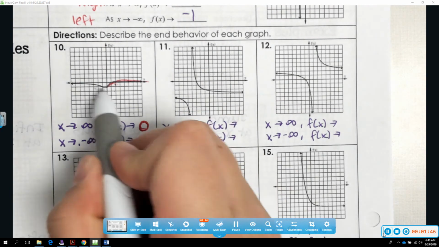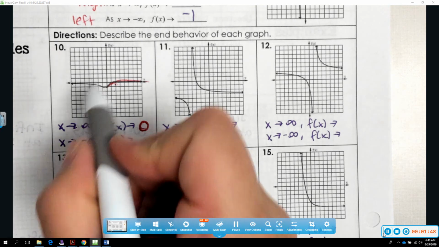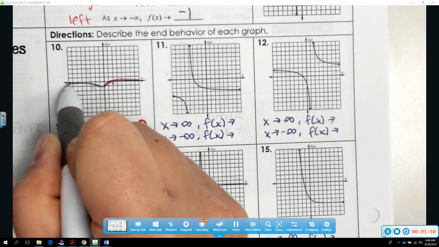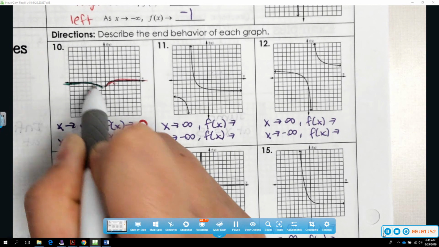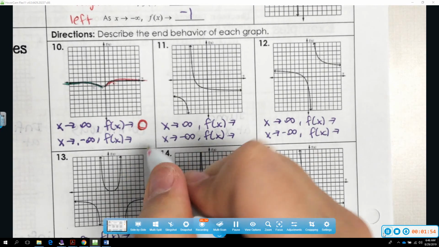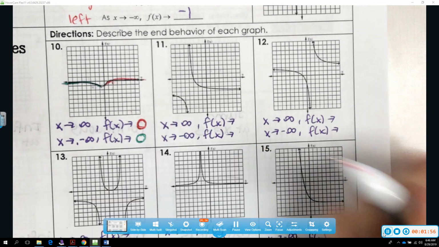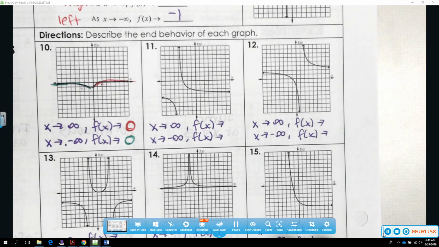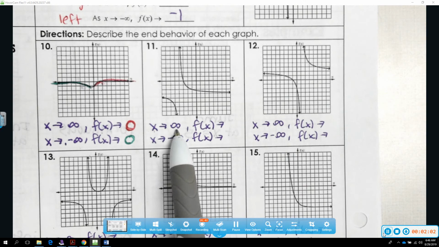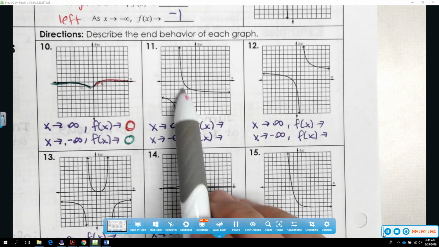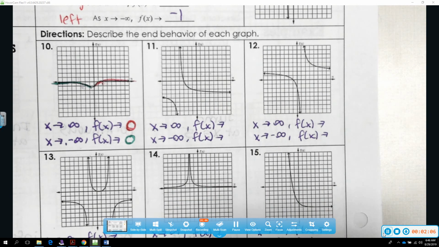Okay? Let's look at this one now. As we go left, it's not going up or down. It's approaching another number. That number, again, is 0. Okay, number 11. As x approaches infinity, so as x goes right.